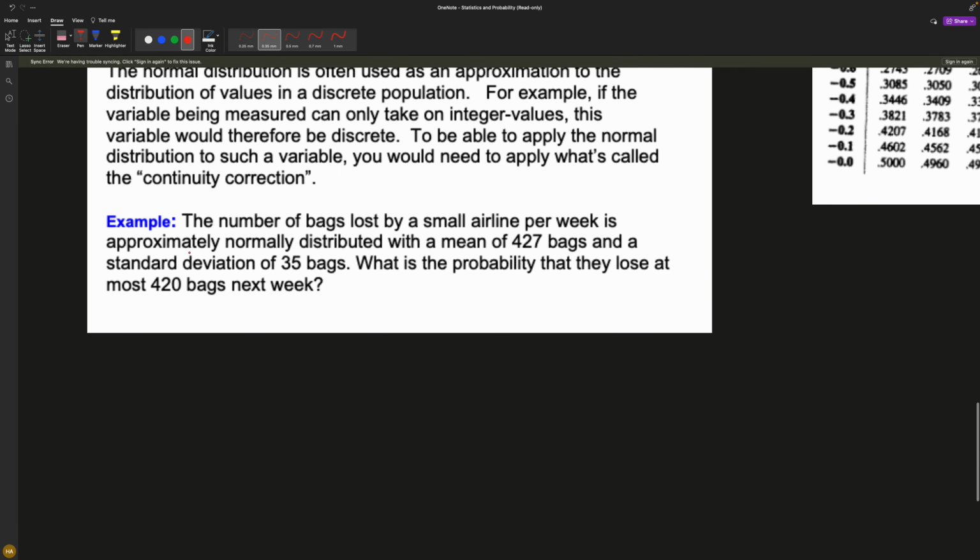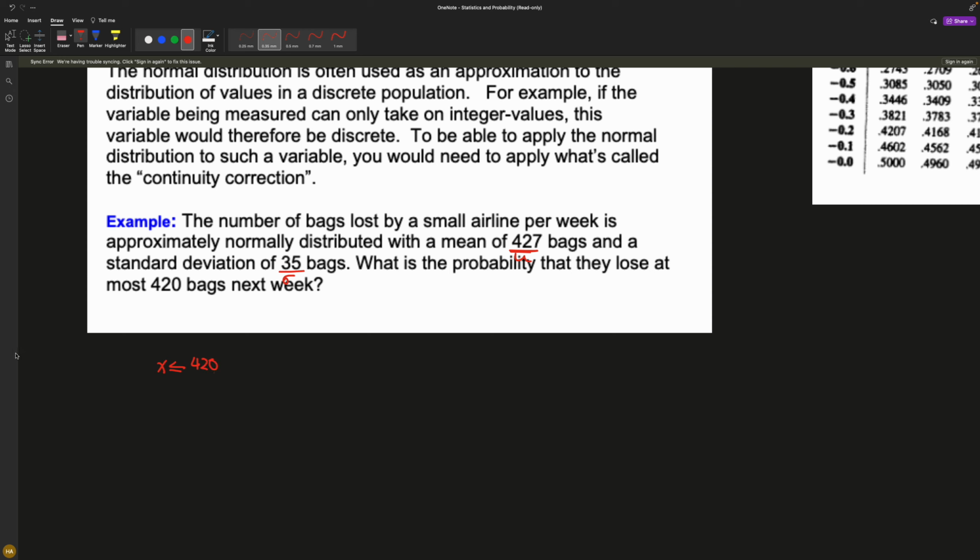Let's go. Okay. So the standard deviation is 35 bags. So this is your sigma. The number of bags lost by a small airline per week is approximately normally distributed with a mean. So this is your mean value. And it's asking what is the probability that they will lose at most 420 bags. So at most means your x will be less than or equal to 420.